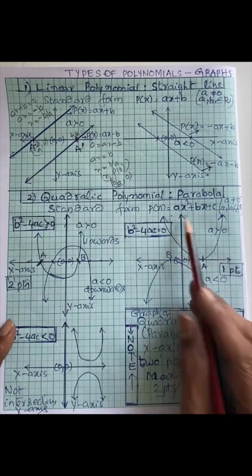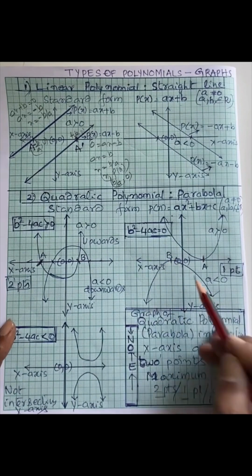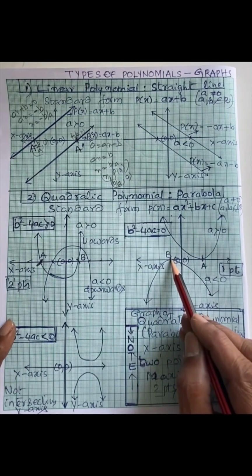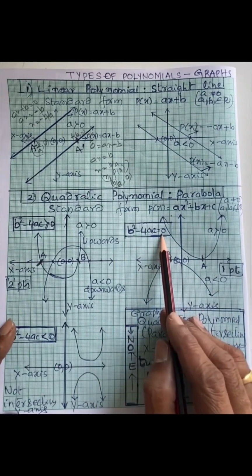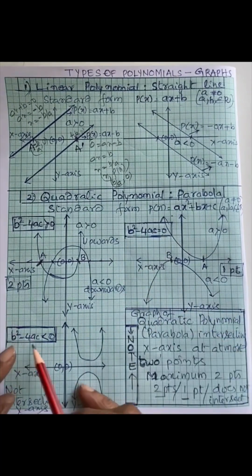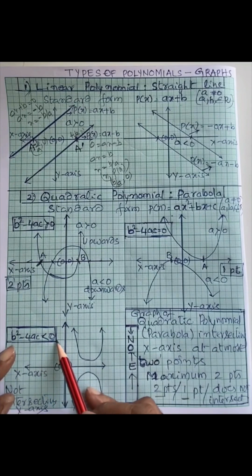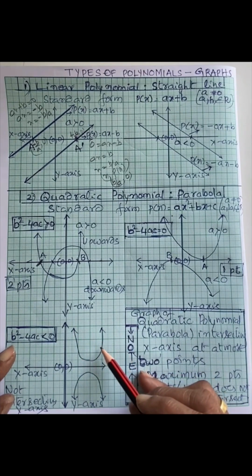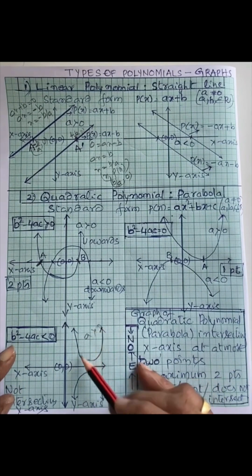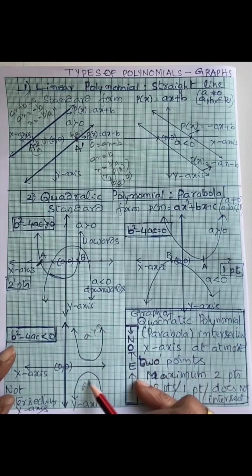If a is less than 0, the parabola will touch the x-axis at only 1 point, and it will be downwards, because b square minus 4ac is equal to 0. Then if b square minus 4ac is less than 0, the zeros are imaginary numbers. That's why the graph of the parabola does not touch the x-axis anywhere. If a is greater than 0, it will be upwards. If a is less than 0, it will be downwards.